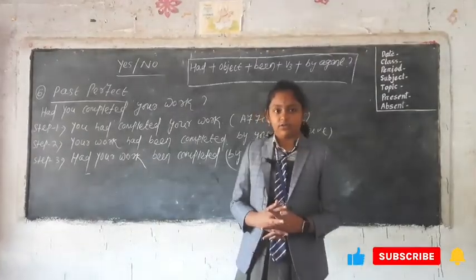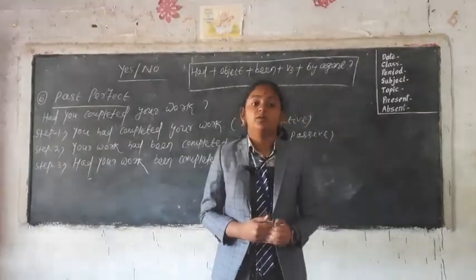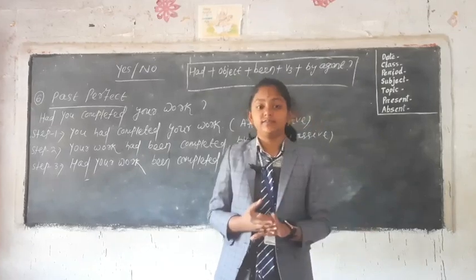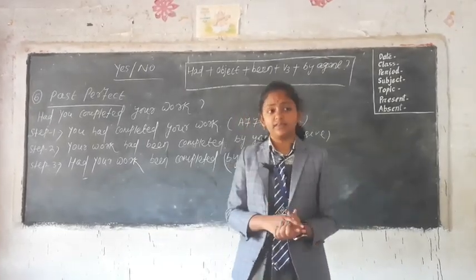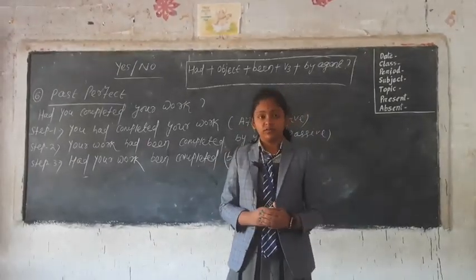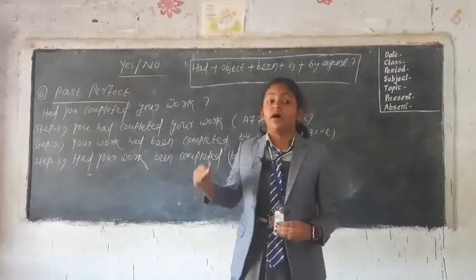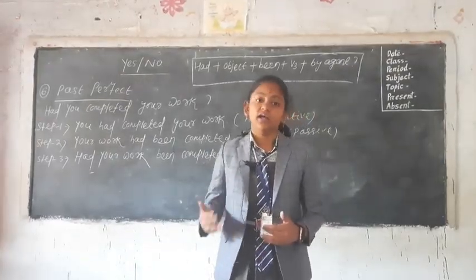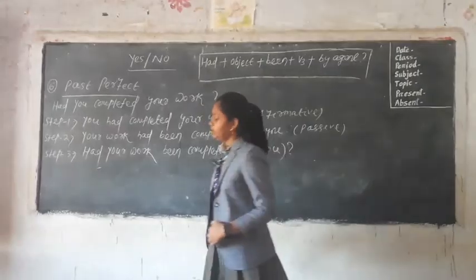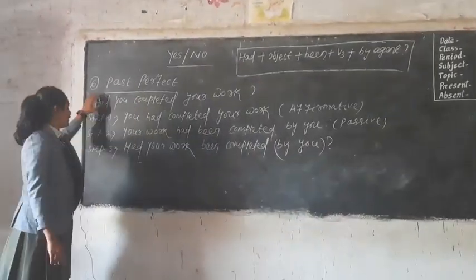So in the last videos, we have already discussed the yes-no structure till past progressive tense. In this video, we will discuss the yes-no structure of past perfect, future and other modal verbs. Let us come to past perfect tense.